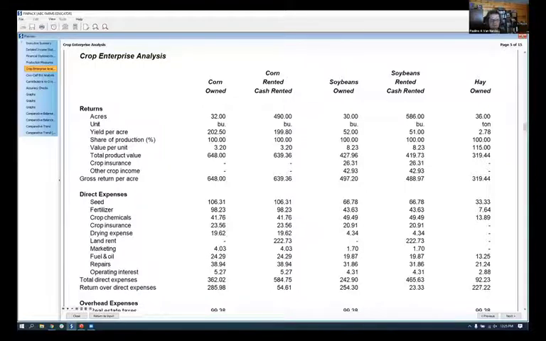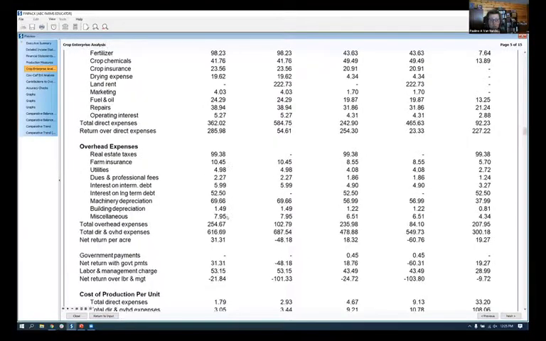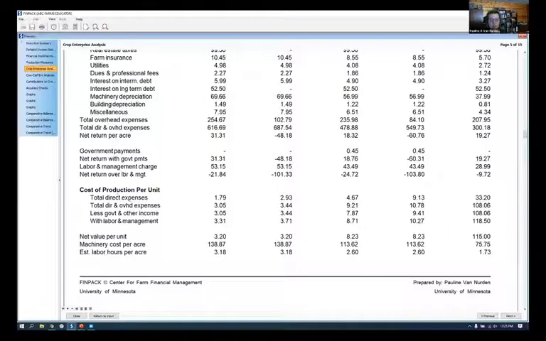So for example, corn on owned and rented land here, we can see that unfortunately our crops weren't necessarily profitable in this year, and we can see that our rented land had lower profits. So it lets us see the profitability per enterprise, or per field if you want to get to that. It also shows us the cost of production. So if I'm still needing to market grain into the future from this last year's crop, what type of prices do I need?